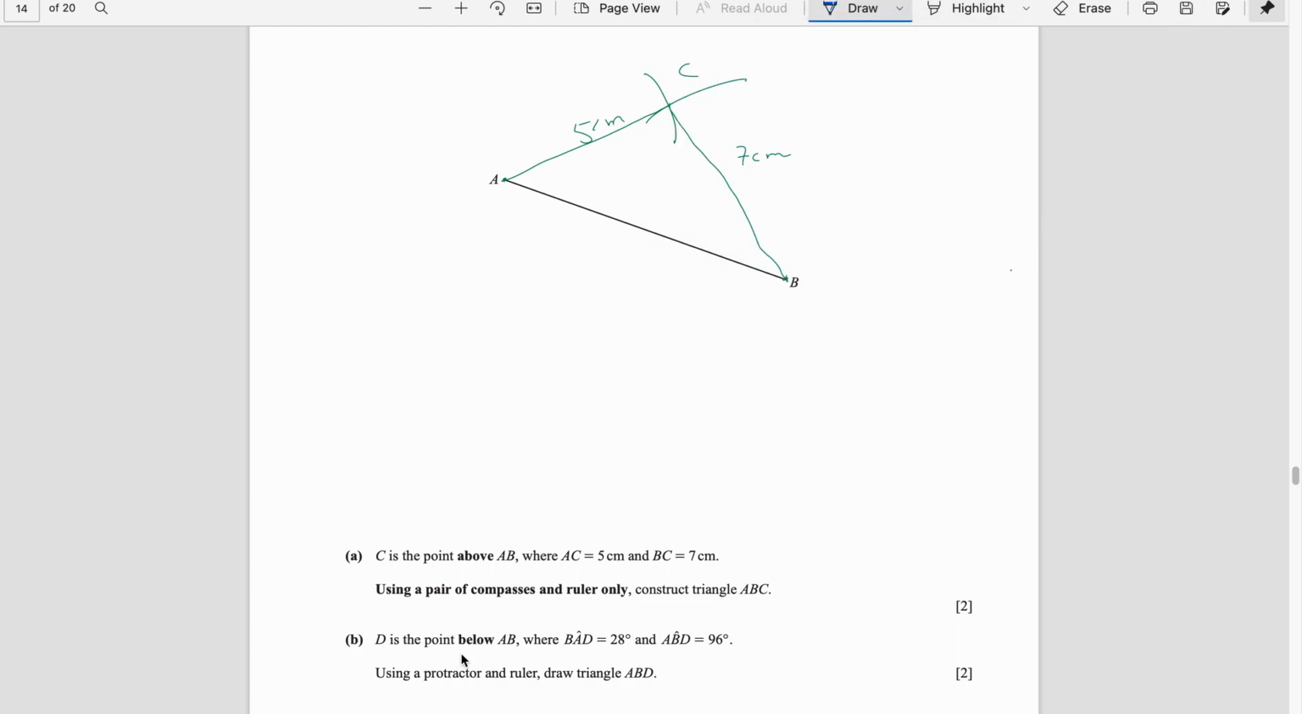Second part says D is the point below AB in this region where BAD is 28. Now place your protractor right here and see where 28 degrees appears. So if it appears here, then remove your protractor, draw the line and just extend it. This would be 28 degrees. On the other hand, it says ABD is 96. Now for ABD, place your protractor at B, see where it is 96, and then draw the line, extend these two lines, and this point would be D.